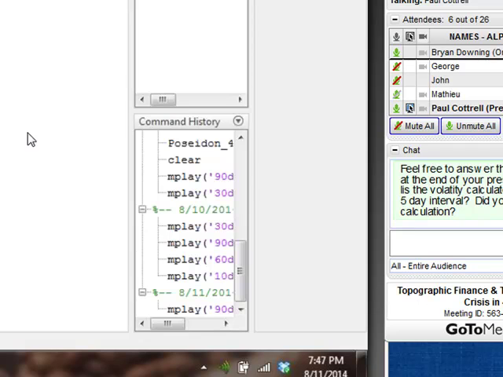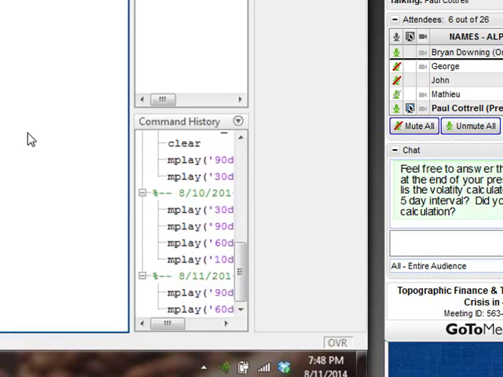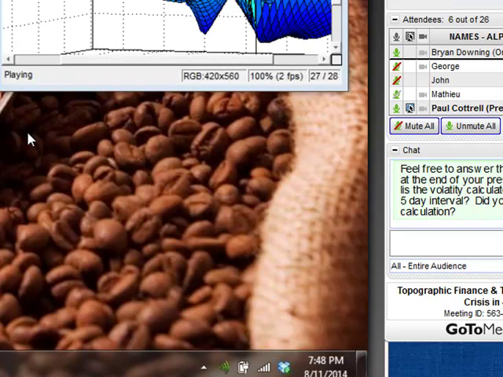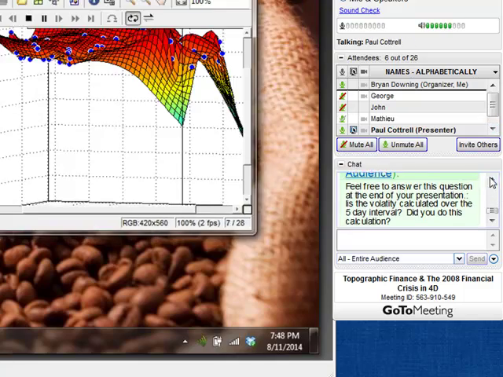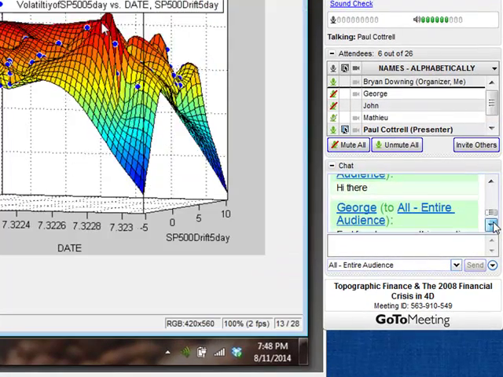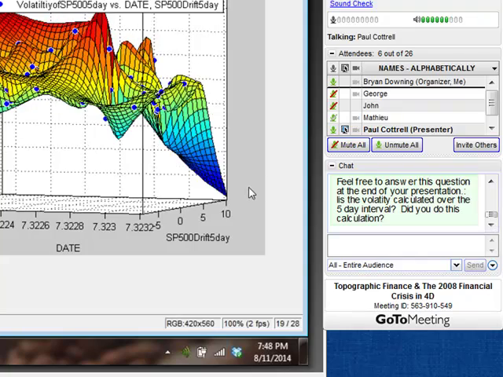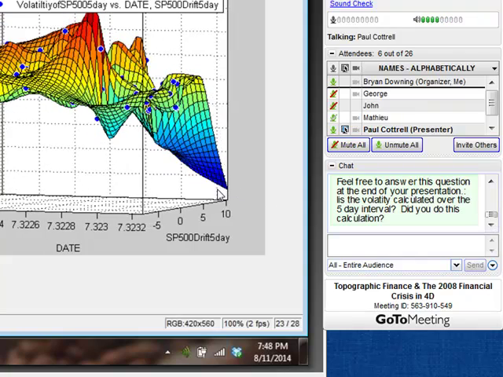Okay, now that was the 90. Now what I'm going to do is show you the 60 day at the same time. You'll notice there's a difference. Now, again, the 90 day has more data within the surface. The 60 day only has 60 days worth of data in the surface.